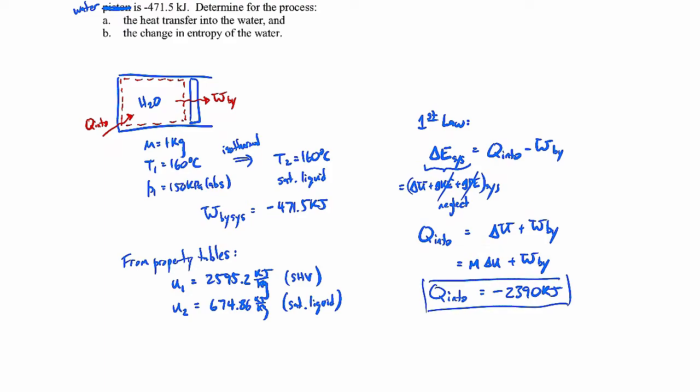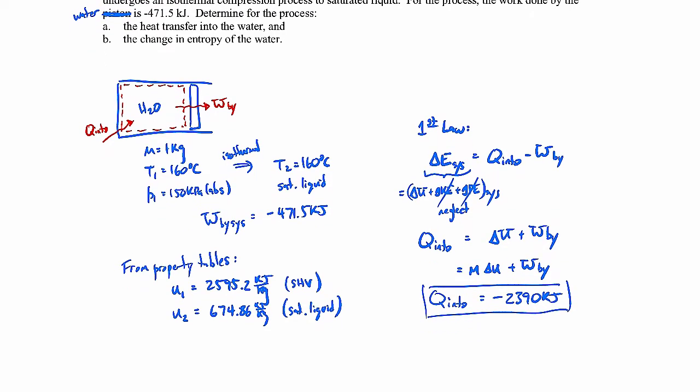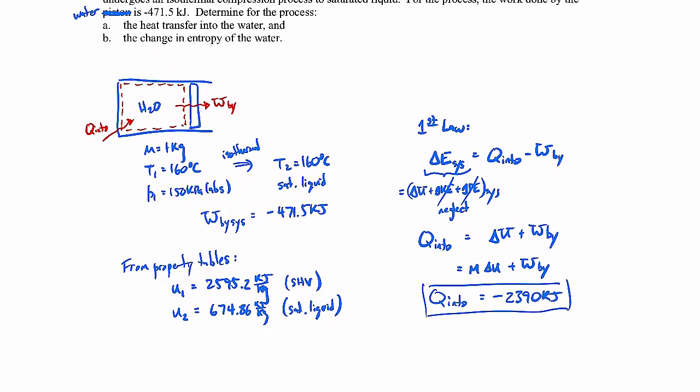So there's actually heat leaving our system rather than coming into it, since the value is negative. Okay, so that part's straightforward. You've done this kind of problem many times by this point. Let's go ahead and do the second part of the problem, part B, the change in entropy of the water.